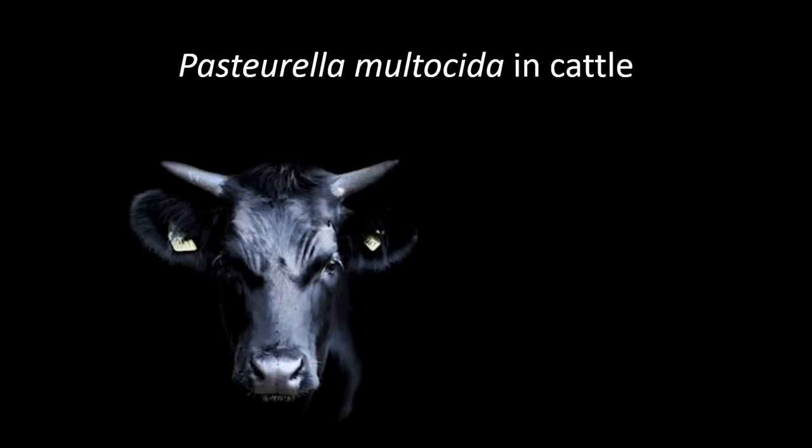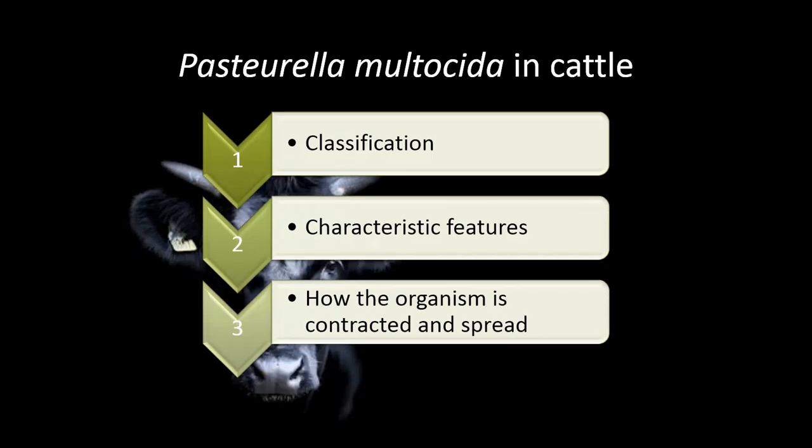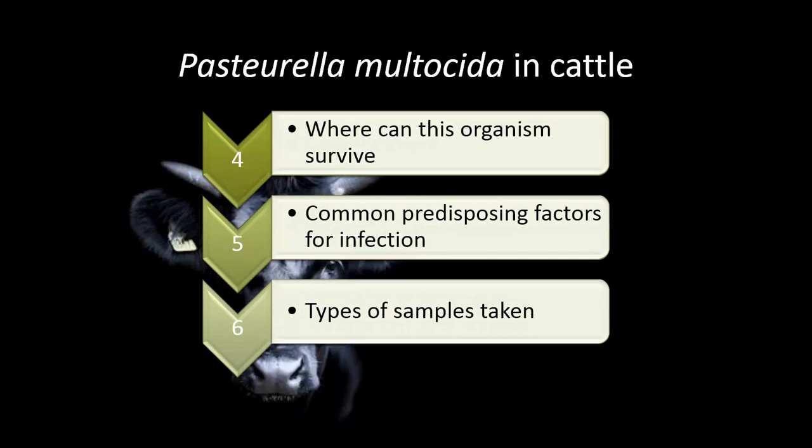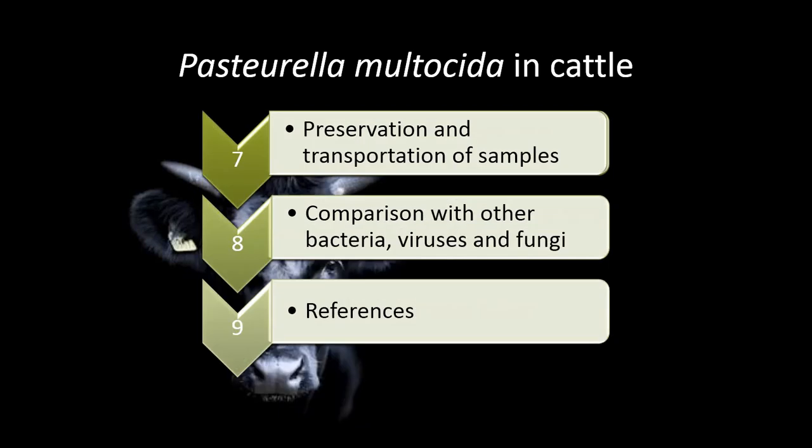We'll be looking into its classification, its characteristic features, how the organism is contracted and spread, whether the organism can survive outside and/or inside the host, the common predisposing factors for infection, as well as which types of samples you will take to send to a laboratory and how these samples will be preserved and transported. Lastly, we will compare this organism with other bacteria, viruses, and fungi.